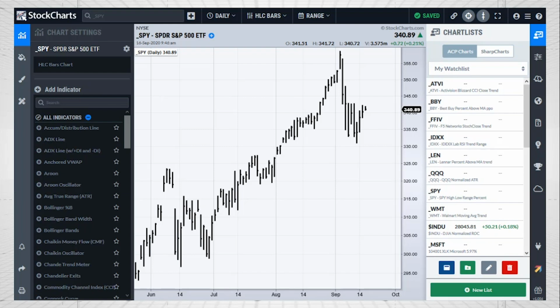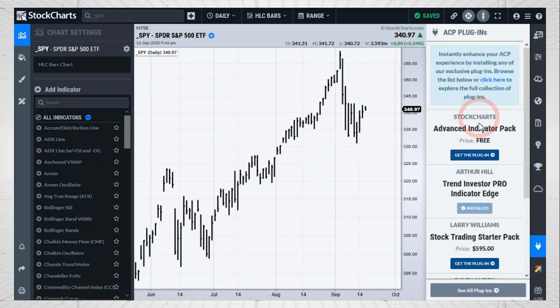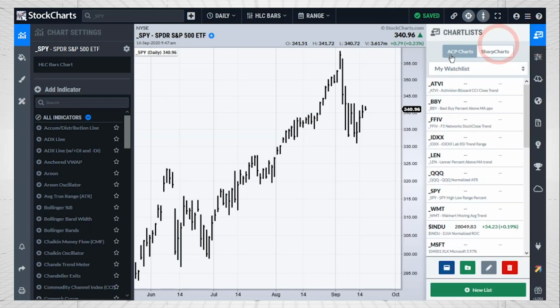So I'm here on the StockCharts ACP charting platform. And if you don't see the plugins, then you need to click the plugin icon there on the right. There you can see all the available plugins and Trend Investor Pro Indicator Edge plugins already installed. It's 10 indicators, $49, not going to set you back a lot. So I'll go back to my chart list here, and I'm going to add that first indicator.